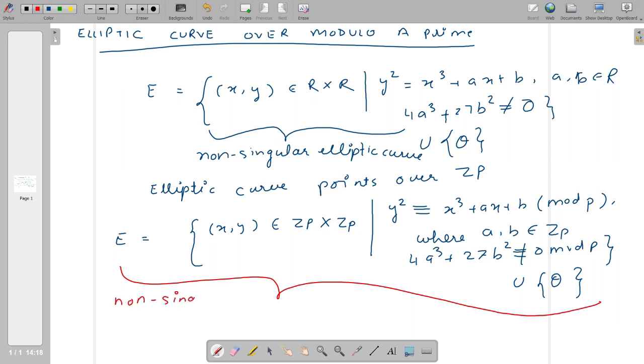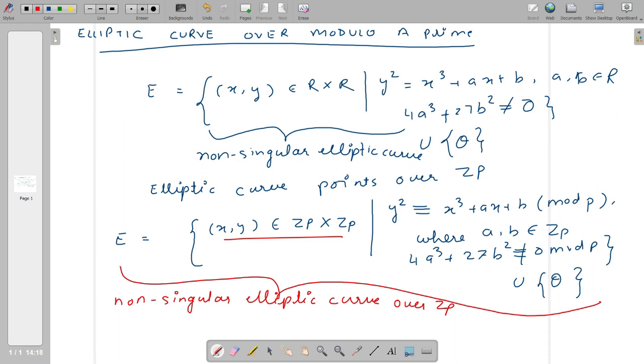This is known as a non-singular elliptic curve over Zp. It means every operation is under mod p and all points are from Zp. All points of this curve are from Zp and every operation is under modulus p.